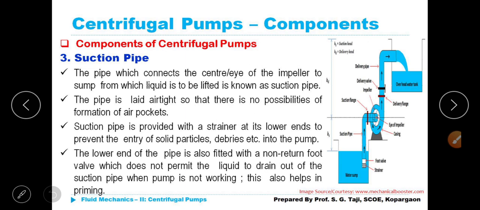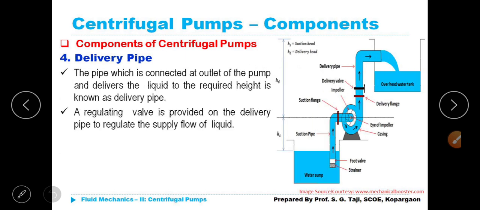Next, suction pipe. The pipe which connects the centre of the impeller to the sump from which liquid is to be lifted, as shown, is known as the suction pipe. The pipe which connects from the eye of the centrifugal pump to the sump is known as the suction pipe, through which the water is lifted. It is to be provided with a foot valve, strainer, etc., the function of which I have already mentioned.